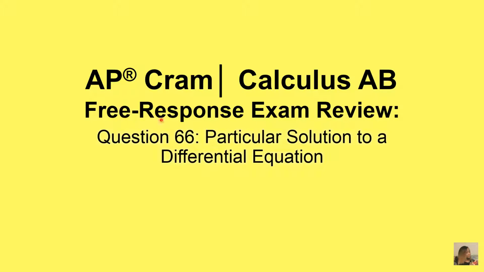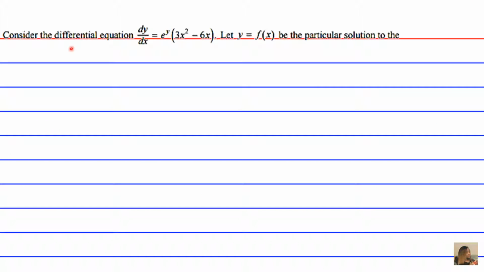AP Cram, Calculus AP, Free Response Exam Review, Question 66. Particular solution to a differential equation. Consider the differential equation dy/dx = e^y (3x^2 - 6x). Let y = f(x) be the particular solution to the differential equation that passes through x = 1 and has f(x) value 0.